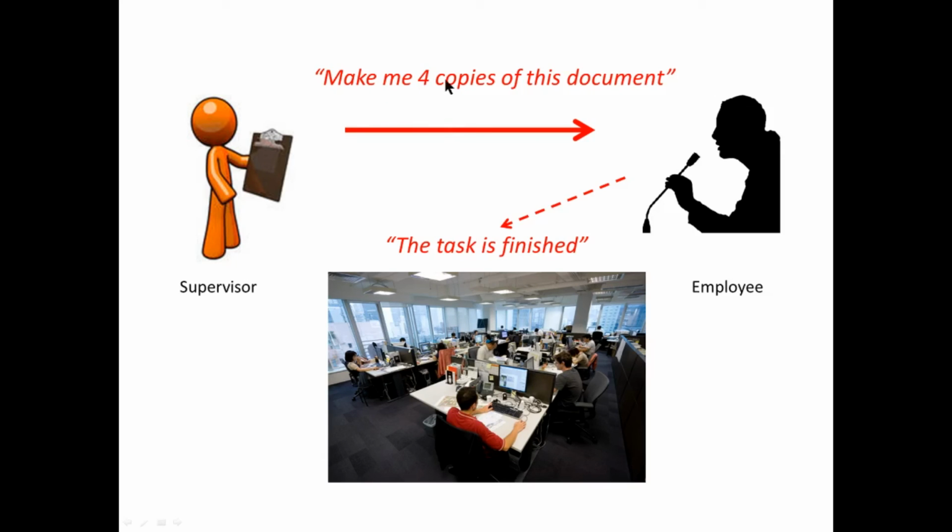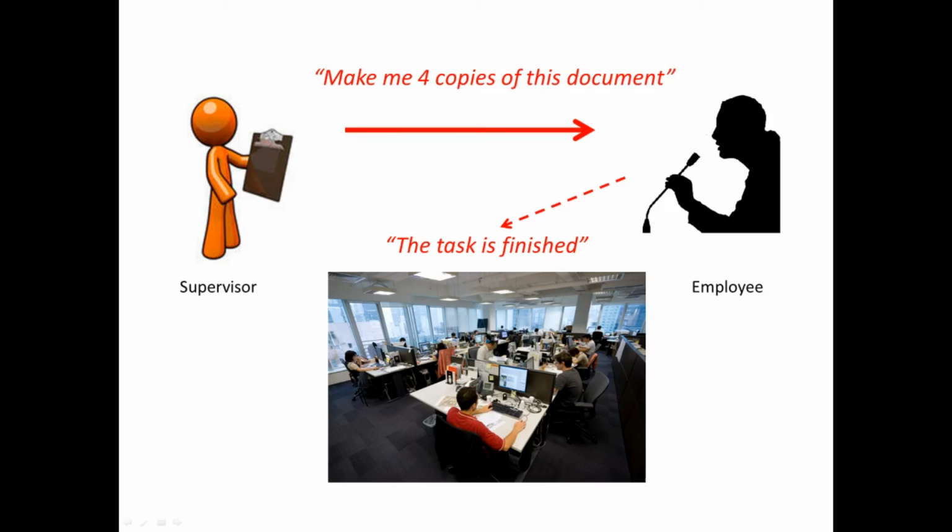But maybe out of those 4 copies, 3 of them need to ultimately go to 3 of the employees. Maybe the supervisor is going to get 1, but he's going to distribute them to 3 other employees. And maybe 1 employee is going to file a copy. The other employee is going to put one in an envelope and mail it to somebody, and so on.